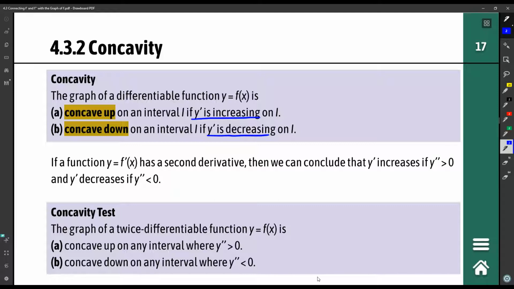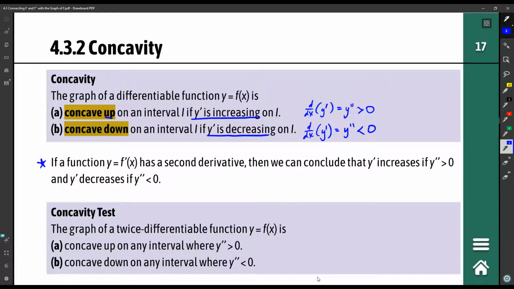We want to show where y prime is increasing, and to do that, we would look at the derivative of y prime. What's the derivative of y prime? It's y double prime. So wherever y prime is increasing, aka y double prime is positive, the function is concave up. And then if y prime is decreasing, we want to look at where its derivative, which is given by y double prime, is negative. And that's what we say here. If a function has a second derivative, we can conclude that y prime increases if y double prime is positive, and y prime decreases if y double prime is negative.